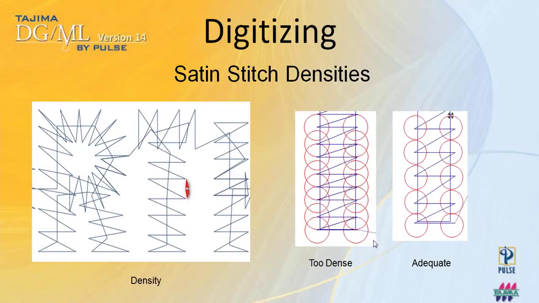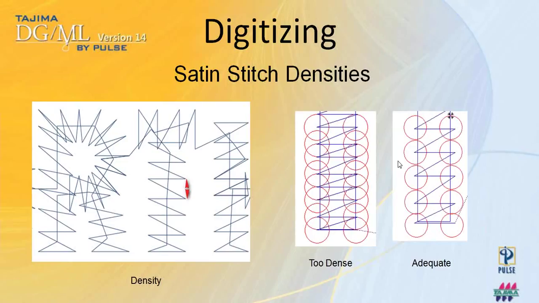So when we talk about satin stitch densities, don't use too tight densities. On the image on the right hand side, you see a simulation of an adequate stitch density, where you give enough space between perforation of one stitch line to the next one.